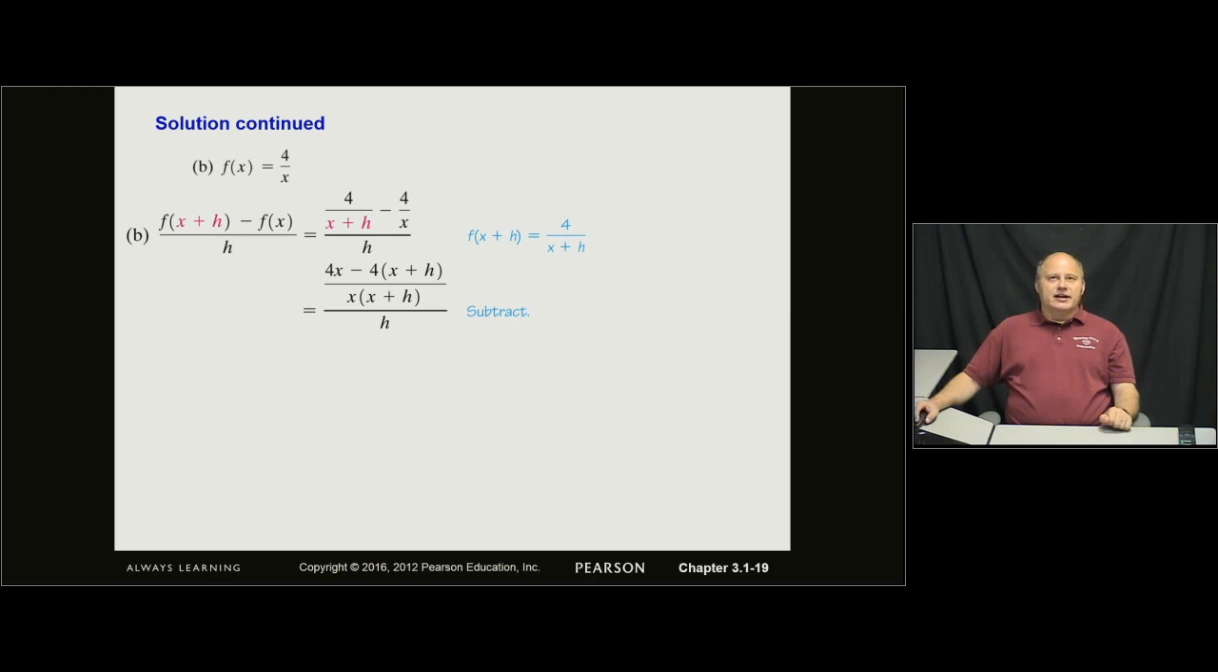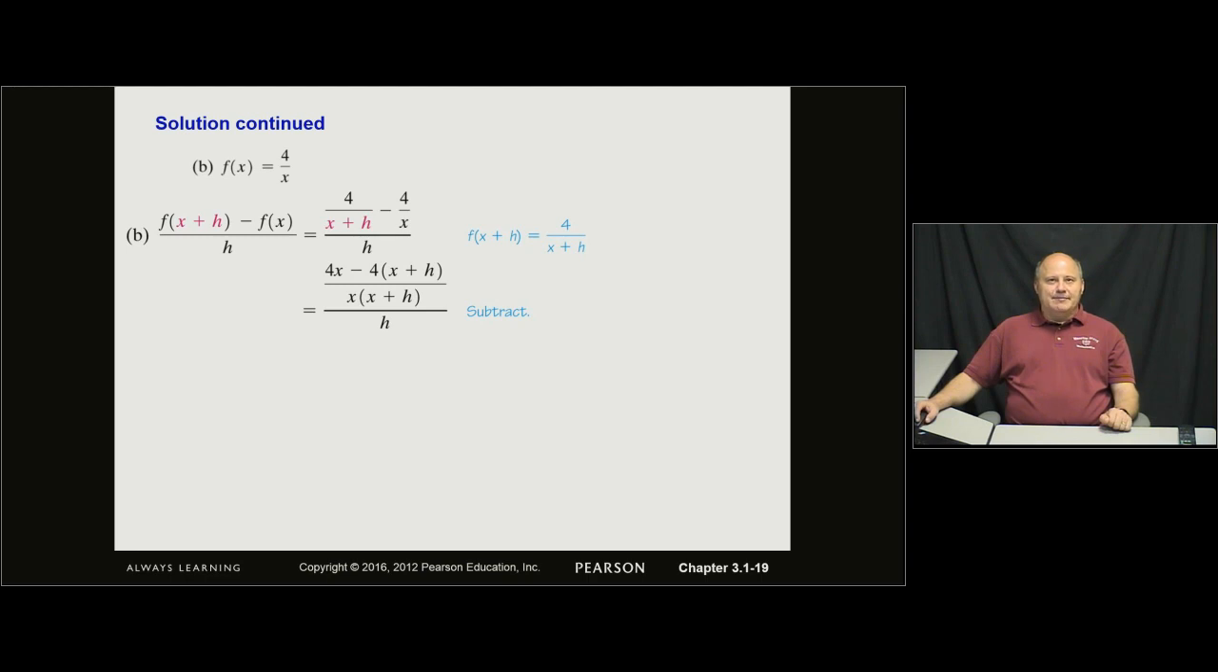It's all over h. Now, when you get to that point, the algebra is really deep right here. You have to put the two fractions together, which means you've got to get common denominators. So the first fraction needs the x, that's why it's 4x. And the second fraction needs the x plus h, so you get the negative 4 times x plus h. But the common denominator is the product of x and x plus h.